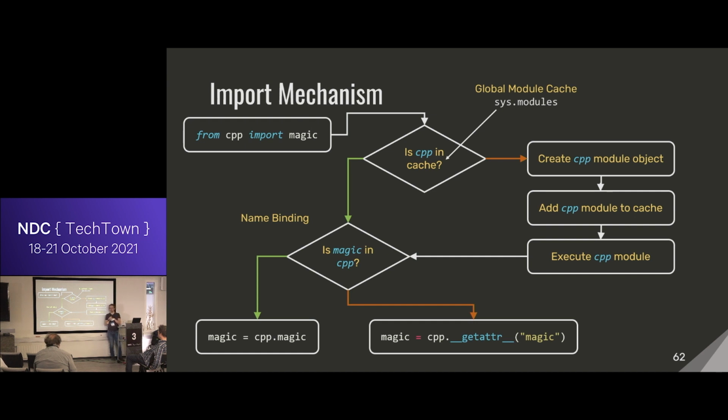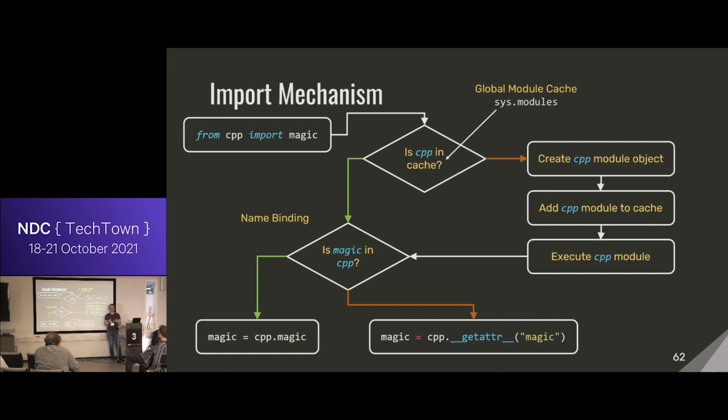First, we need to create a new module object. Then we need to add that module to the cache. And then we need to execute that module. Generally, Python adds the module to the cache to prevent cyclic imports from just re-importing it again and again and again, which is quite unpleasant.